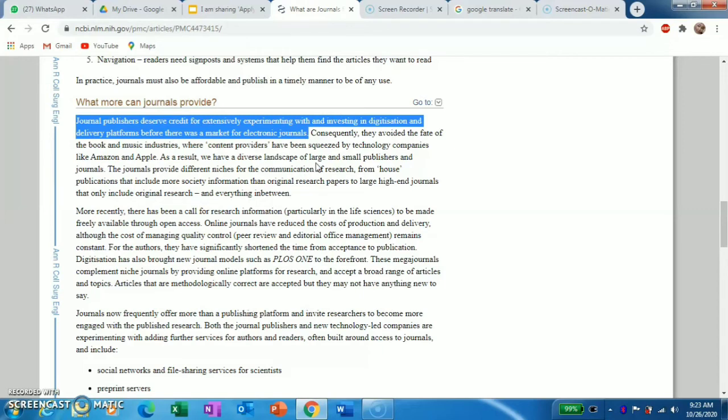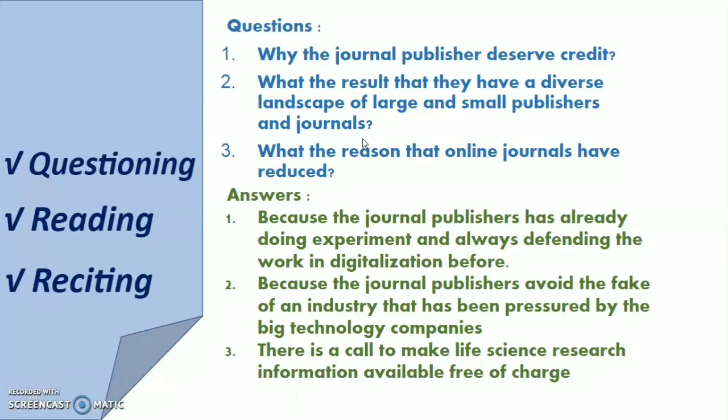From the answer in the text, maybe I will answer the question in my own words like this: because the journal publishers had already been experimenting and always developing work in digitalization before. I will write my own answer in my notes. And I will do the same to answer the other questions. Yeah, I have already made the questions and answered them in my own words.